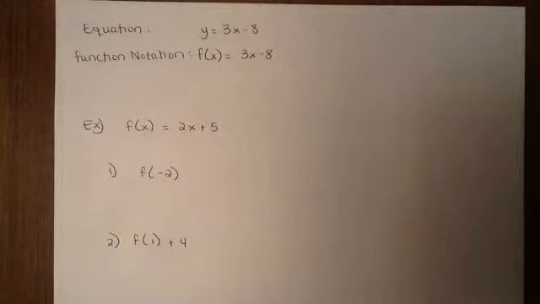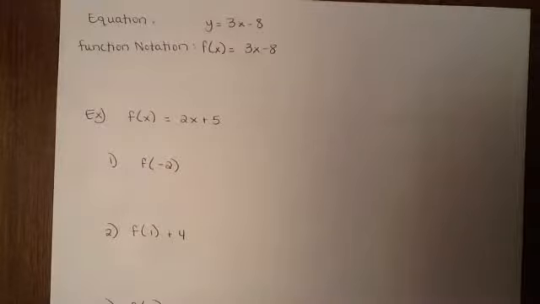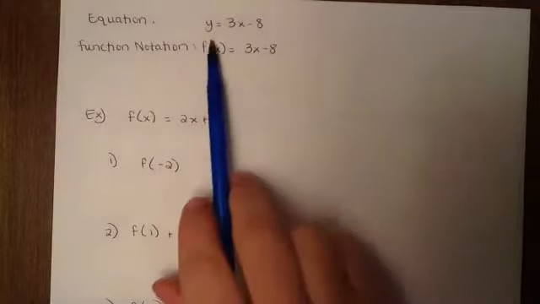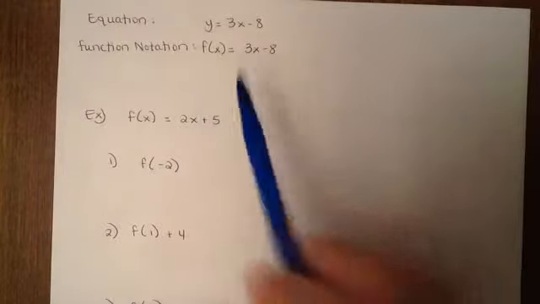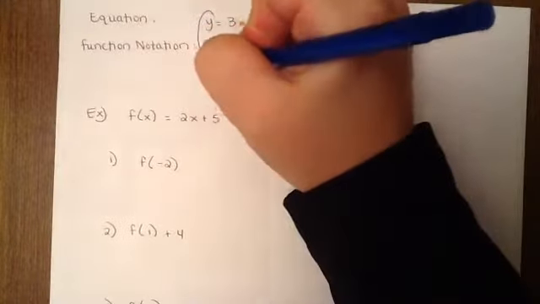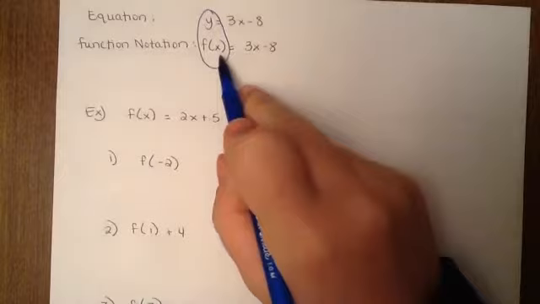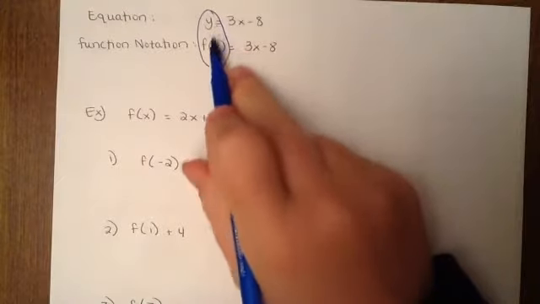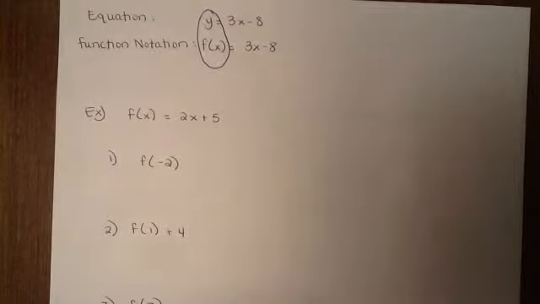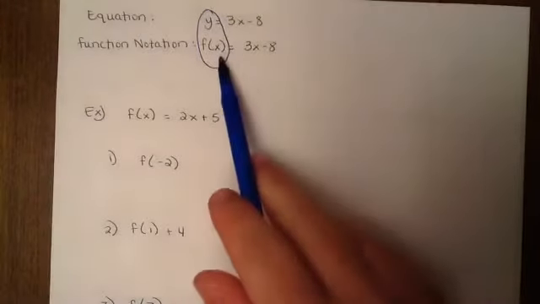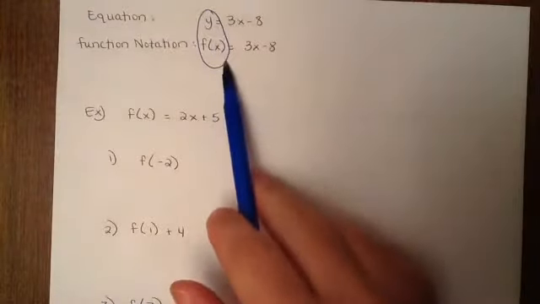The last thing we're going to look at is some function notation. Now, we know the equation y equals 3x minus 8. Function notation just swaps in f of x. This reads f of x in place of that. So this is f of x equals 3x minus 8. So nothing too different, just a little bit of notation differences here.